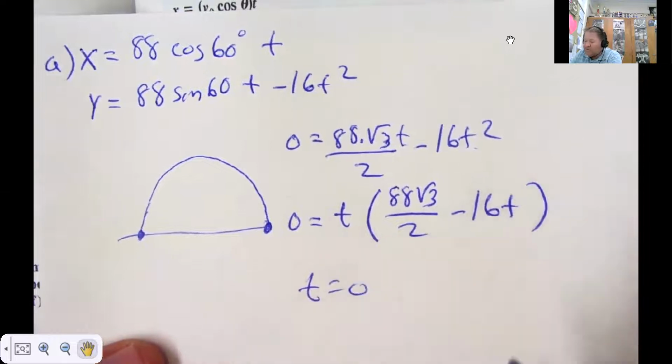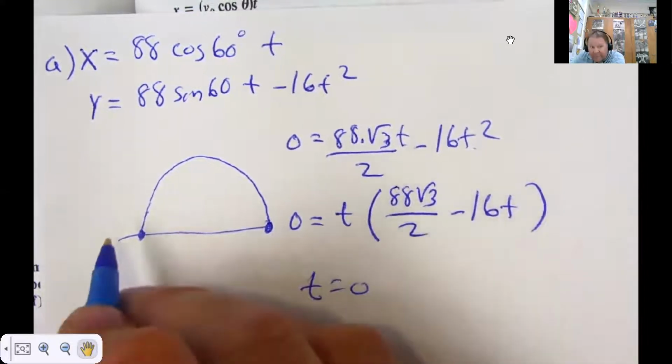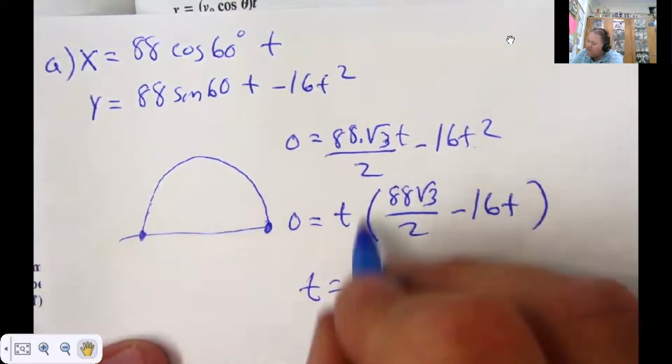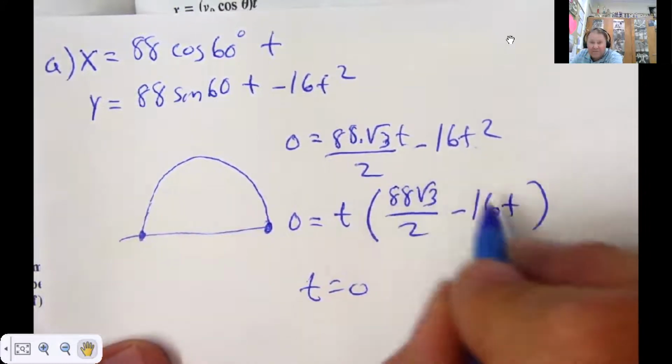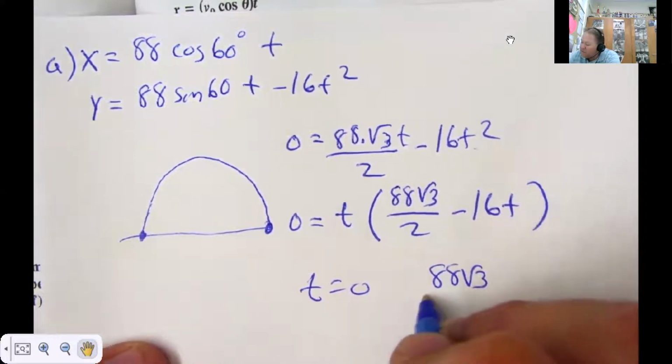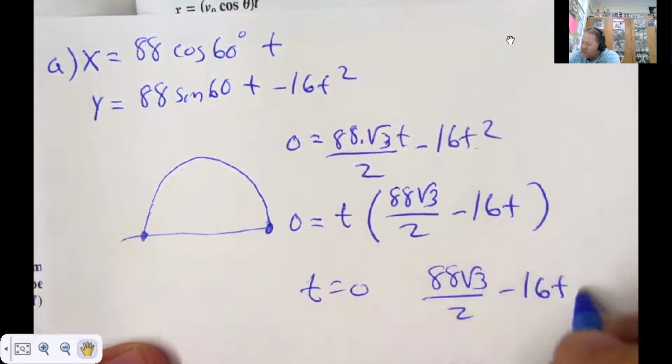Set t equal to 0, t equals 0. Yep, we knew that was going to happen. We knew at time 0 it was going to be 0. And then we have to figure out what value of t makes that 0. So it's going to be 88 root 3 all over 2 minus 16t equals 0.